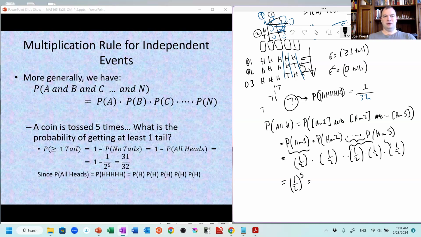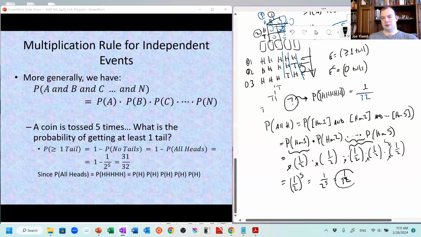So the first event has to succeed. I had to get a head on flip 1. That happens with probability 1/2. And also head on flip 2, and also, so each time that I multiply by another probability, by another 1/2, I shrink the likelihood of staying inside the event. This becomes 1/2 to the 5th, or I can distribute that power. 1/2 to the 5th is 1/32. We get the same answer.